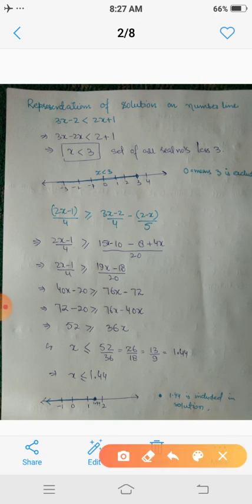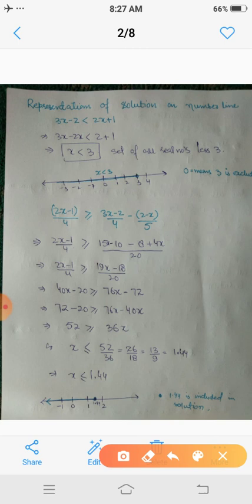Now from these examples, we see that the solution of these linear inequalities represents a set of real numbers, or simply a subset of real numbers. Now we can represent this subset on the number line, which is called the graphical representation of the solution of a linear inequality. That is the representation of a solution on the number line.